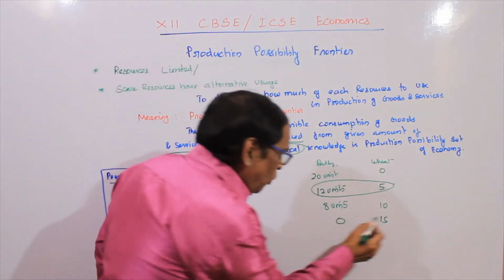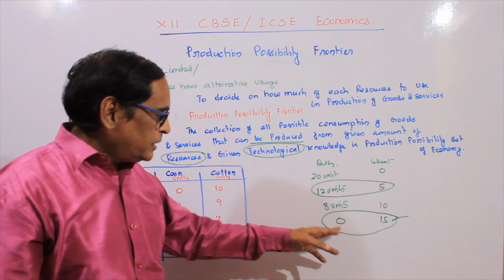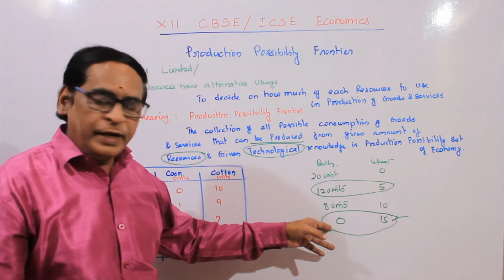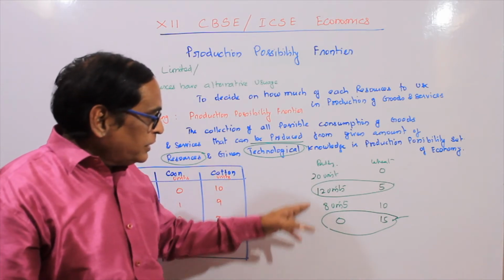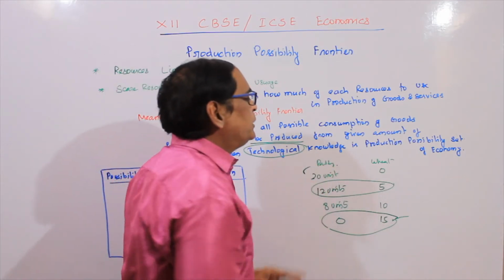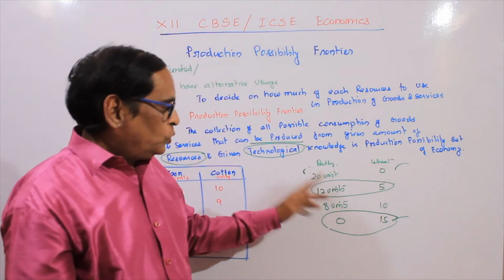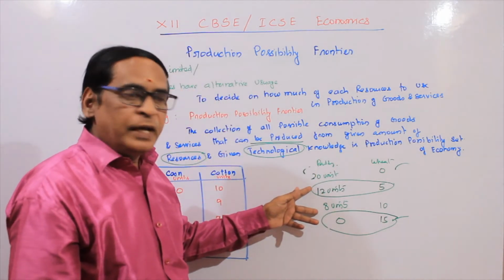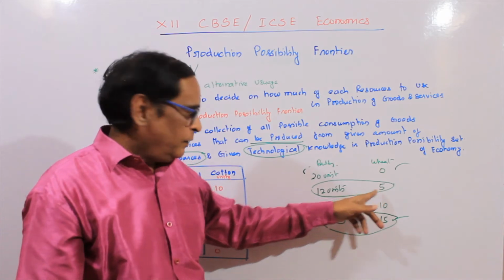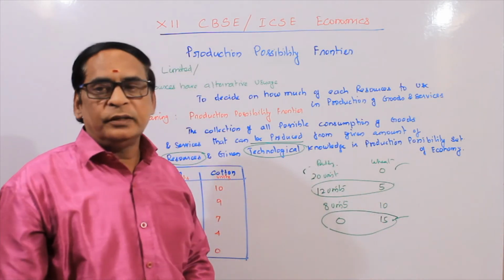Understand? If I concentrate only on wheat, I can produce 15 units. But at the same time, there will be no paddy. And if I concentrate only on paddy, I can produce 20 units, but wheat will be 0. Apart from these two, other combinations will be there, like 12 units and 5, 8 units and 5 units of wheat. So this is a combination.